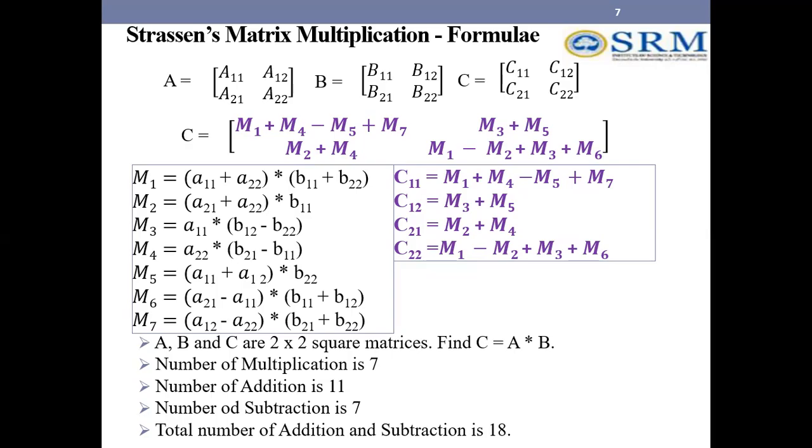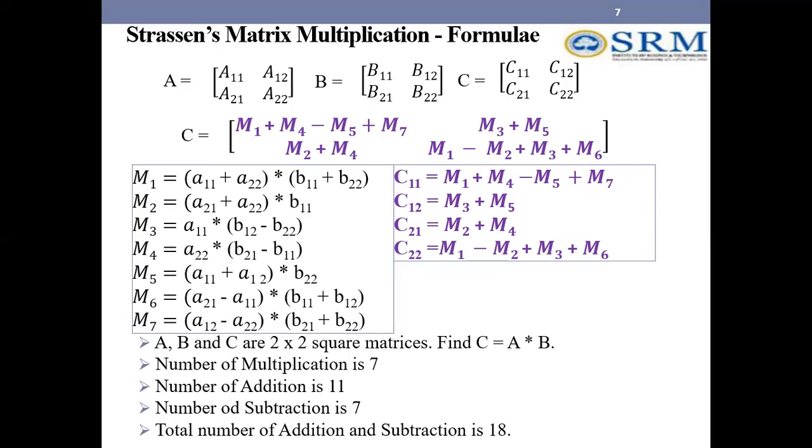So apply these M7 values to find the value of the C matrix and substitute the values in the final matrix C, and that is the final result of C. So here A, B and C are 2 cross 2 square matrices. So the problem is to find C is equal to A star B.